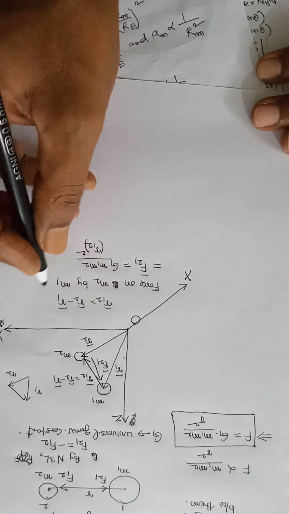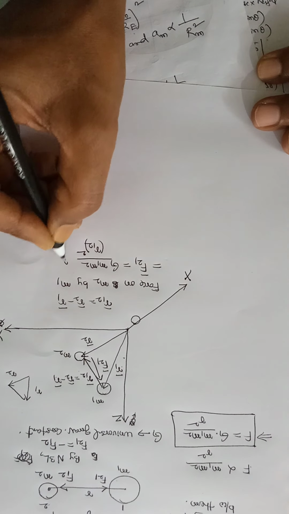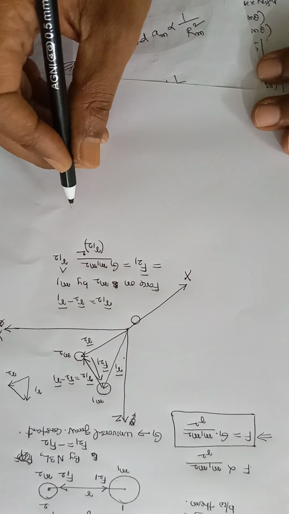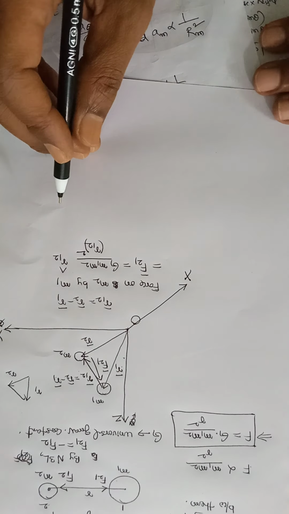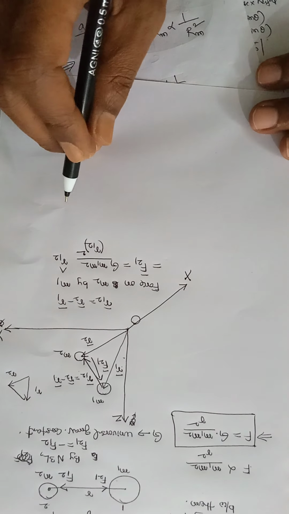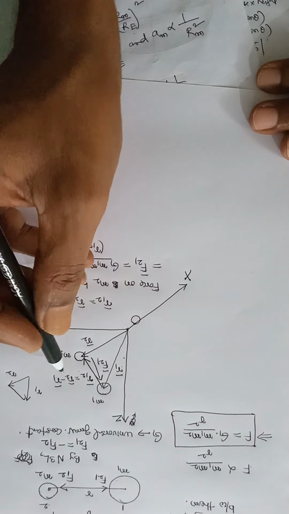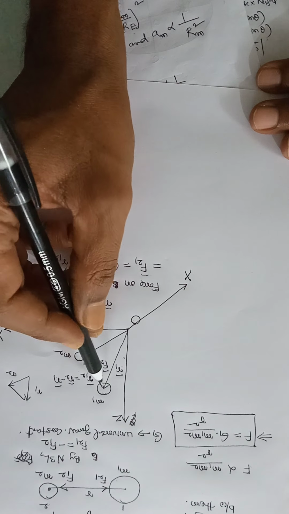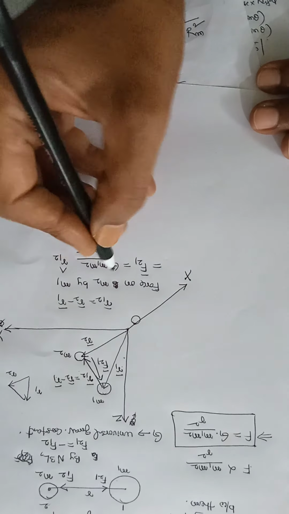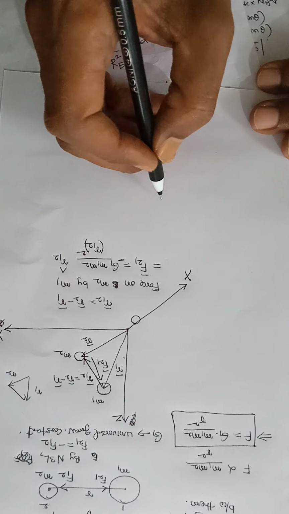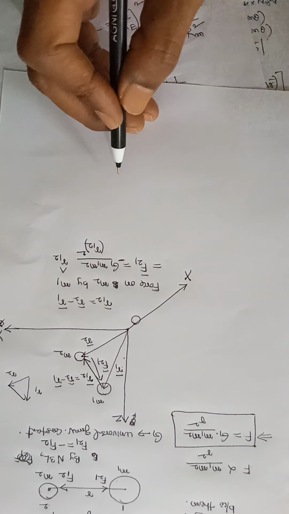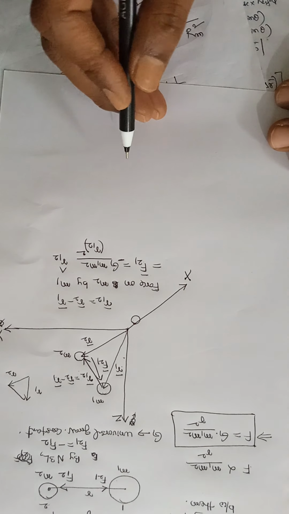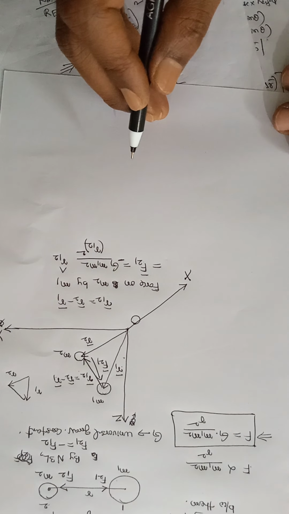Now let me write here a unit vector along R12, a unit vector along R12 to show the direction. See here, R12 is downward, F21 is upward. They are oppositely directed. To show that, here we put minus sign. This and this are oppositely directed. So this is the mathematical equation.